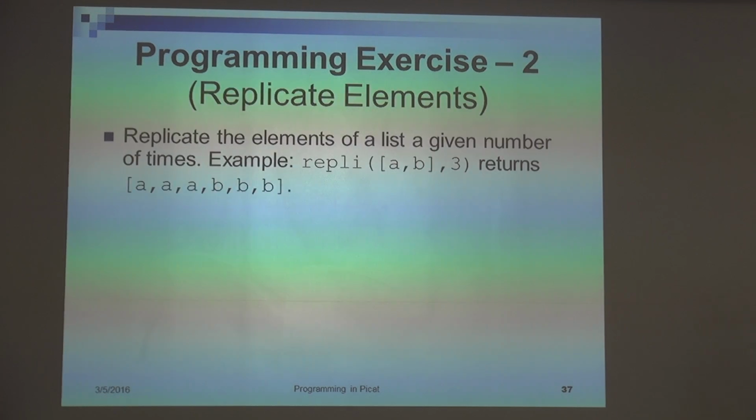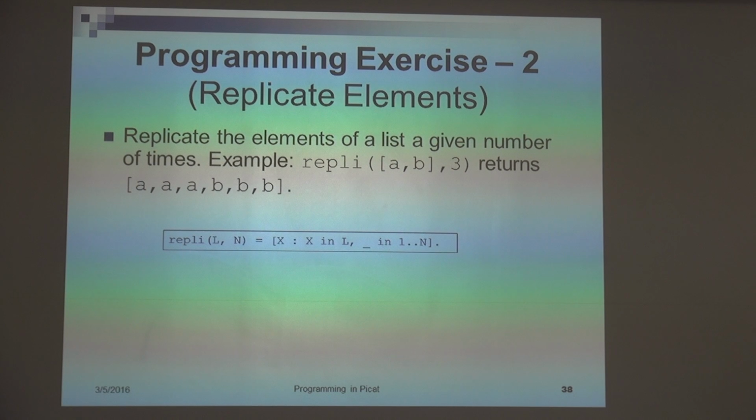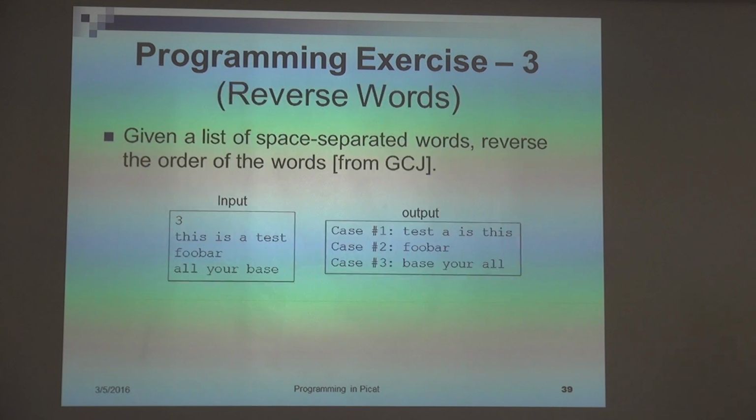Second exercise. Replicate the elements in a list a given number of times. So for example, you have replicate AB, and you want to replicate each element 3 times, then you have A, A, A, B, B, B. How would you do it? In here, we can do it this way: replicate(L, N). For each X in L, I add X N times. Yeah, that's it.